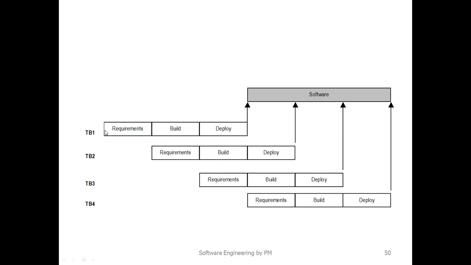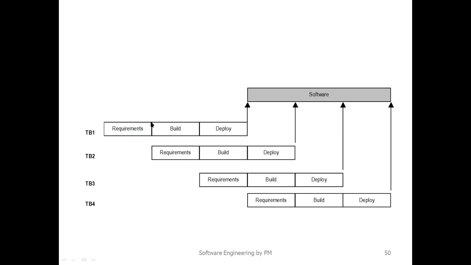Let us take this time boxing is taking T time. Then how many activities are here? Three activities are here. So the average time is T by 3 for the requirement, T by 3 for the build, T by 3 for the deployment. Then on completion of this T by 3 time of time box 1, the requirement for time box 2 is starting.